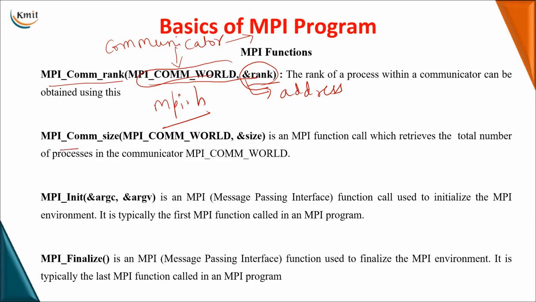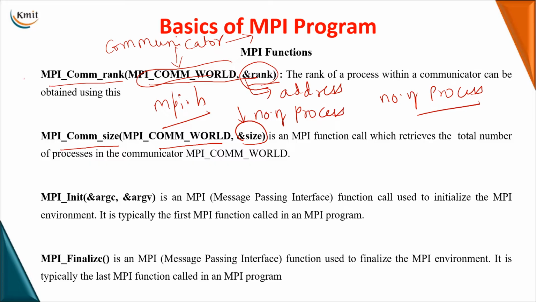Similarly, if you want to know the size of your communicator, because the number of processes will not be created manually, you want to know the number of processes involved. So MPI_Comm_size will take the same communicator as the first argument and ampersand size. This will contain the number of processes present in your communicator world after executing this function.